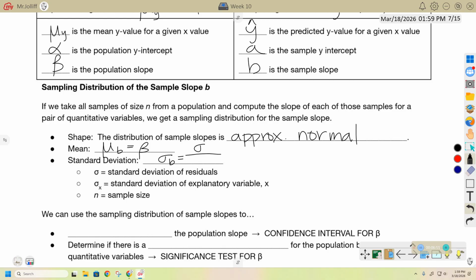Sigma b equals sigma over sigma x times square root of n. My hope is that looks vaguely familiar. We've seen sigma over square root of n before. We saw that with means when we were dealing with one variable quantitative data. This one's modified a little bit. There are two sigmas now floating around. The one on the top, the one in the numerator, is the standard deviation of residuals. Do we remember what residuals are?